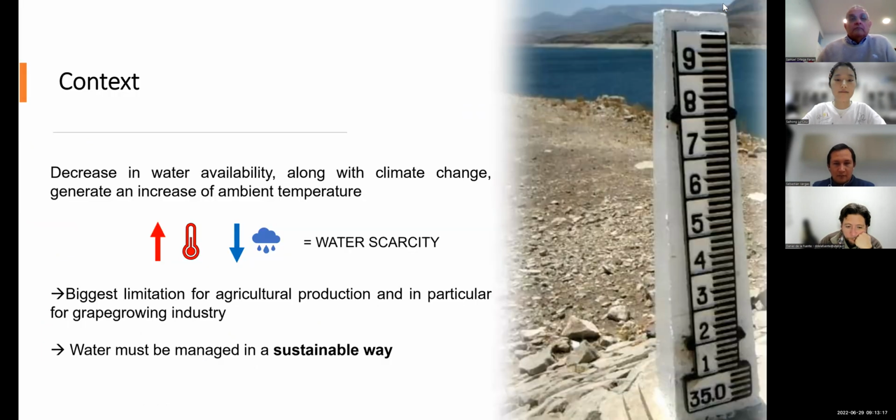And this work emerges because of what's been mentioned in other presentations. It's because of the water scarcity that we're facing, mainly in Mediterranean areas, which is because of climate change, among other factors, and the decrease in precipitation, mainly in these Mediterranean areas. So this scenario greatly limits agricultural production, and in particular, also the grape growing industry. So it is demanded that water is managed in a sustainable way.